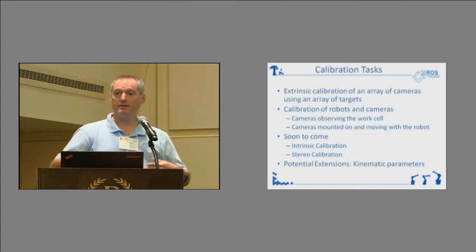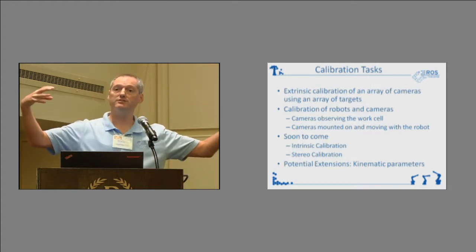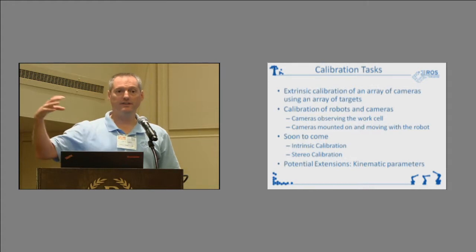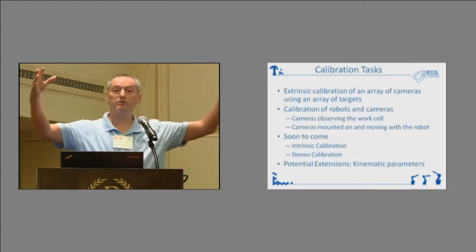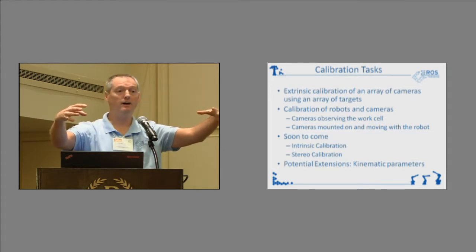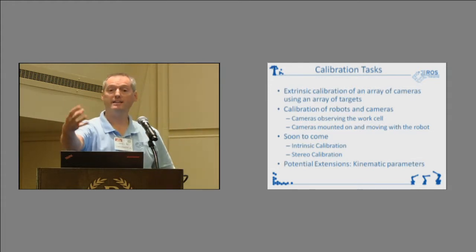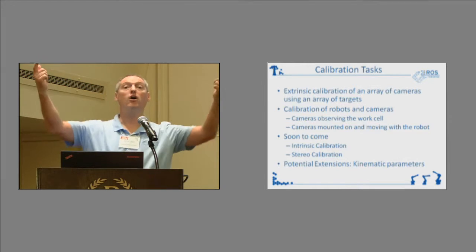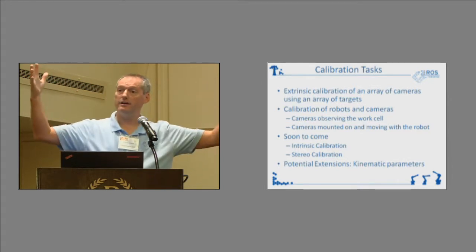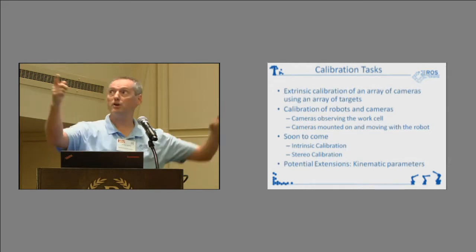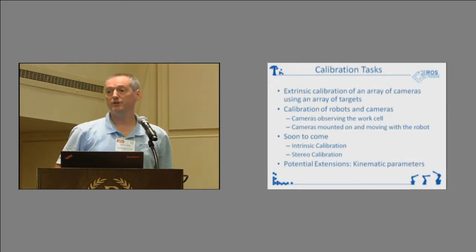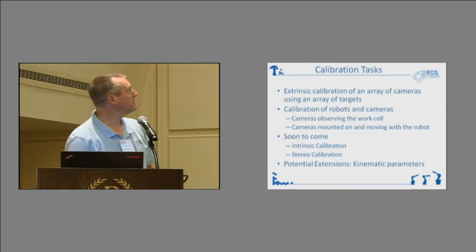Our calibration tasks include extrinsic calibration. That means finding where the cameras or the sensors are in the scene. We might have an array of cameras looking down on a mobile robot and tracking its position, or we may have an array of targets, fiducials, that we're tracking from a camera on the robot. We want to know where those targets are and how to calibrate that aspect.